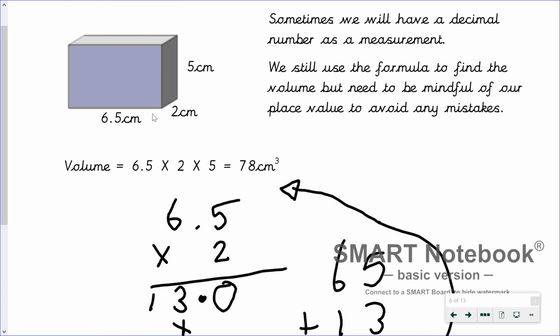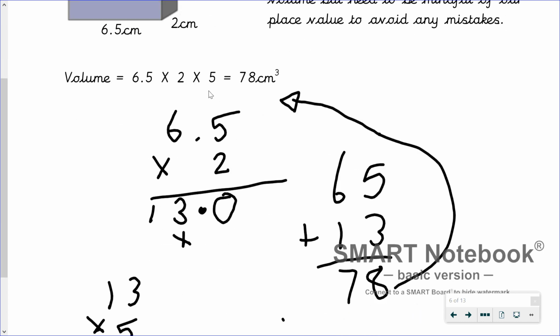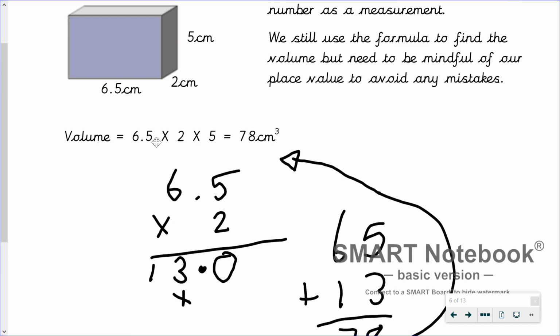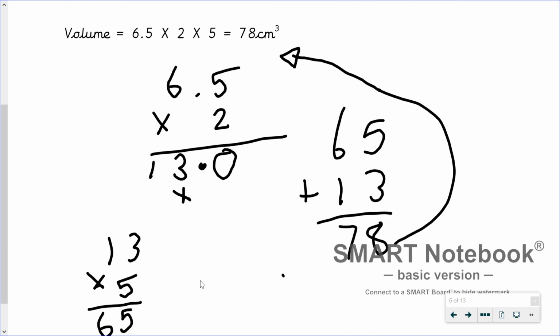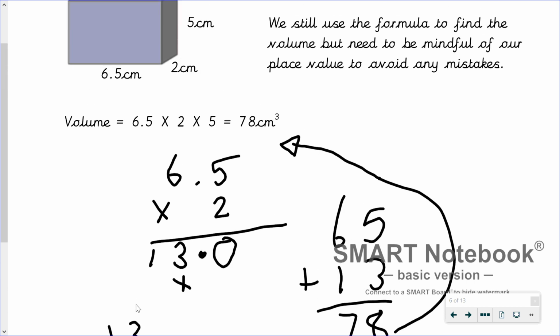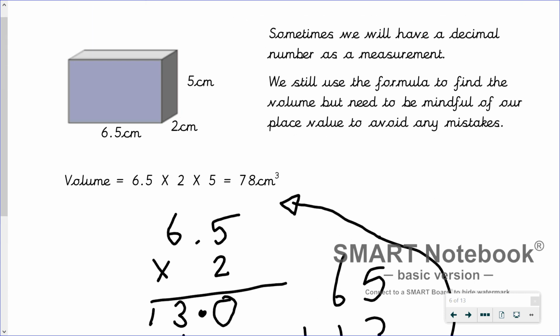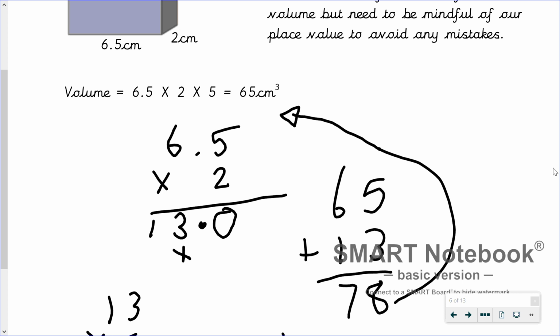So the volume is going to be 6.5 times 2 times 5. So first thing I'm going to tackle is 6.5 times 2. So all right, 6.5, do the 5 times the 2 to get 10. Decimal point follows down exactly the same column. 2 times 6 is 12, add the 1, 13. Once I've got that, I times 13 by 5. So 13 by 5 gives me my 65. Perfect, so we've got that there.